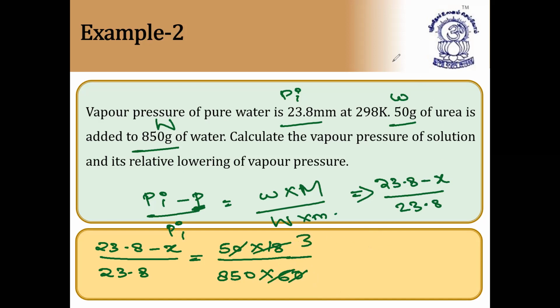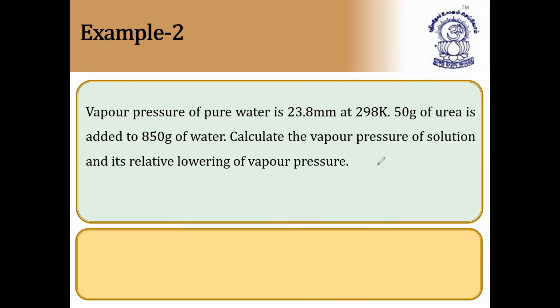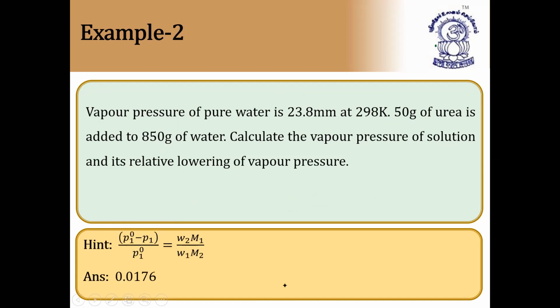Now we'll check the answer. The lowering of vapor pressure is 0.016176. The vapor pressure of the solution becomes 23.8 minus 0.0176. So the X value is different, and the final value given for the lowering of vapor pressure, that is 23.8 minus X by 23.8, is 0.0176. So this is the methodology to solve this problem. I hope this is clear. Next.